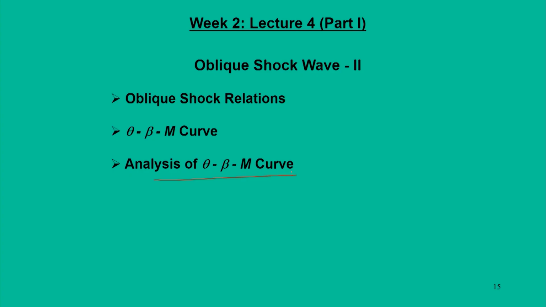In the second part of the lecture, we will now focus on the analysis of the theta beta M curve. In the previous part, we mainly emphasized the theta beta M curve. Now, let us see how we can do this analysis with given numerical problems. For a given problem, we try to change different parameters and see whether the oblique shock is getting stronger or weaker.